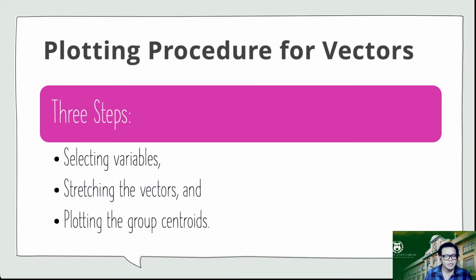So, plotting procedures for vectors. There are three steps. First is selecting the variables. Next, you have to stretch the vectors and plot the group centroids.